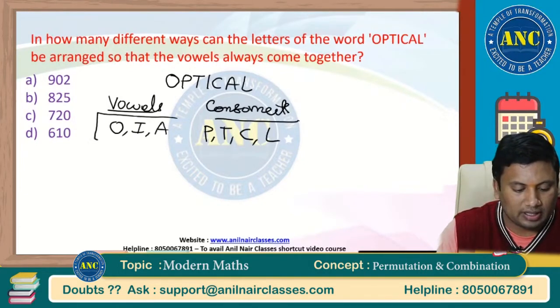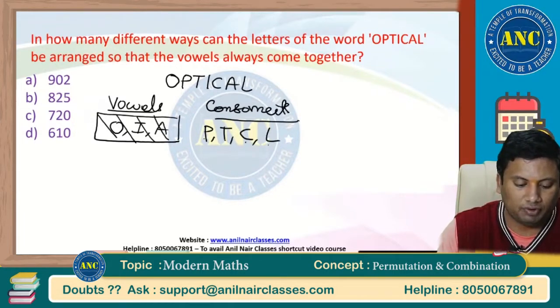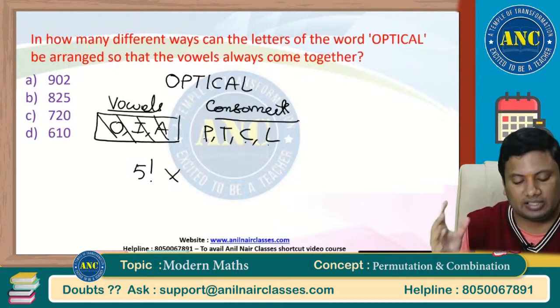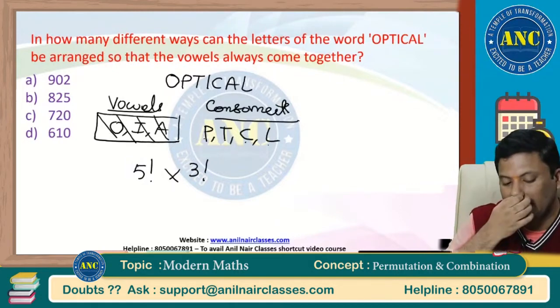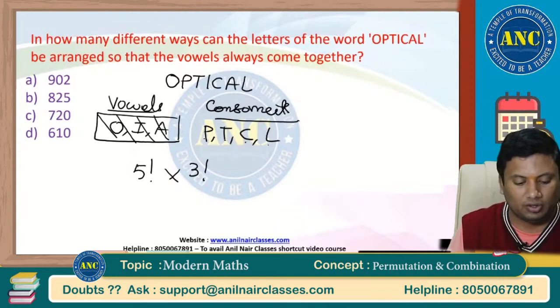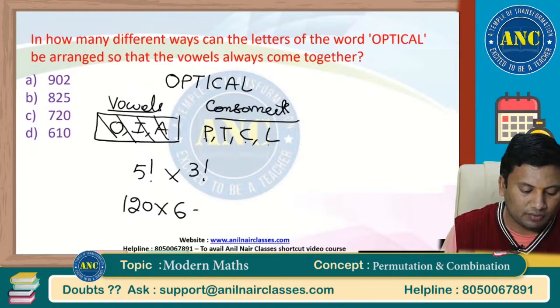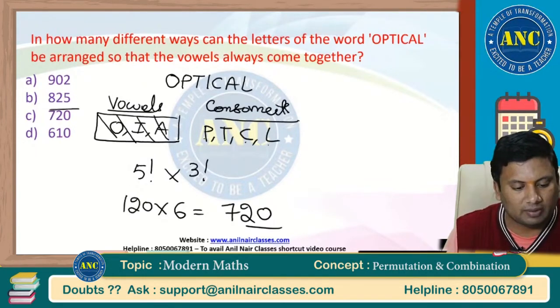Coming together, put them in a bag. So this becomes one object. 1, 2, 3, 4 and 5. These 5 can be arranged in 5 factorial ways. In that bag, 3 letters are there, and they can be arranged in 3 factorial ways. Students will do the calculation: 120 into 6 is 720. This is nothing but 720.